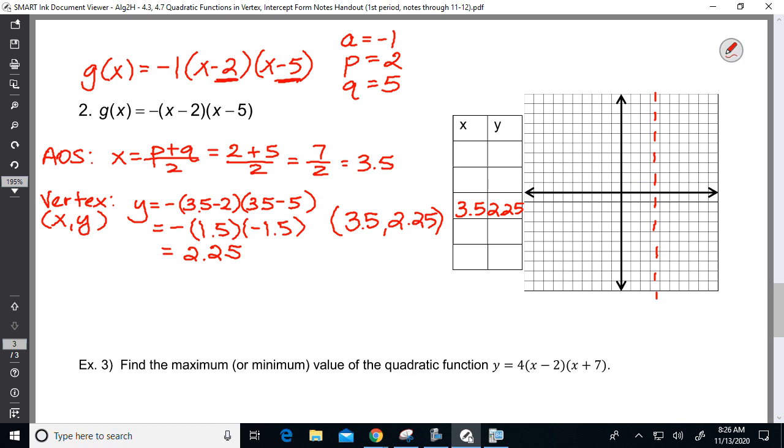So when you're plotting 2.25, do the best that you can. I'm not going to penalize you if it's a tick off of where it should have been. 3.5, 1, 2, so 2.25, somewhere right there. Not quite in the middle, but somewhere right there.